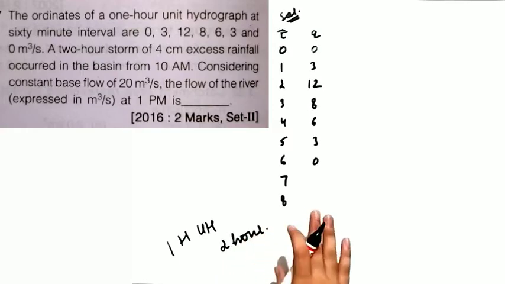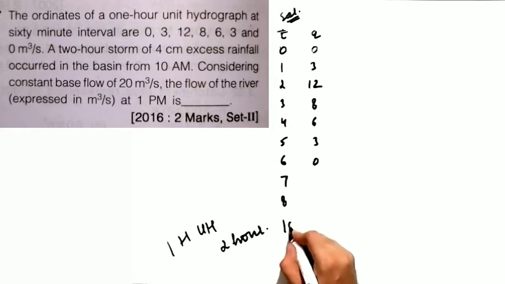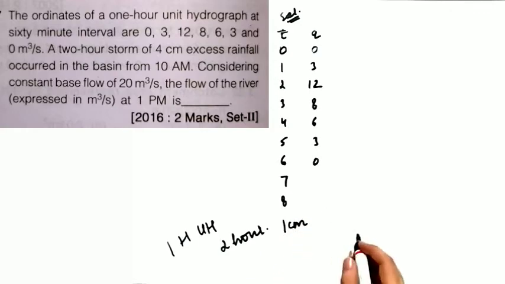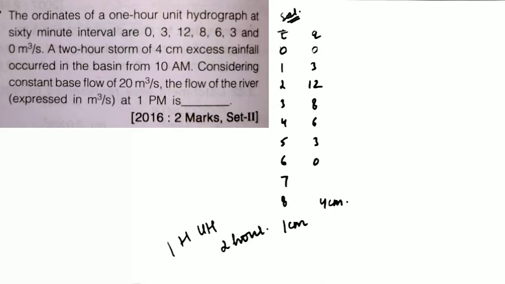So first you will have to convert this 1-hour unit hydrograph to a 2-hour unit hydrograph. After that you will have to convert; this is for 1 centimeter excess rainfall, but in the question you are given 4 centimeter excess rainfall. So for every part of the discharge you have to multiply it by 4. First of all, you will have to convert this 1-hour unit hydrograph to a 2-hour unit hydrograph.